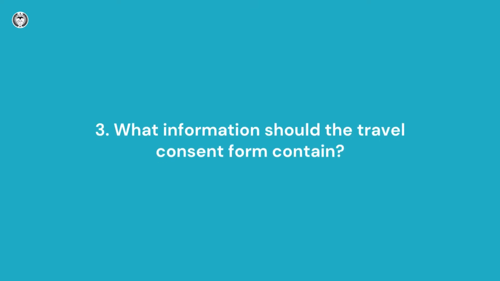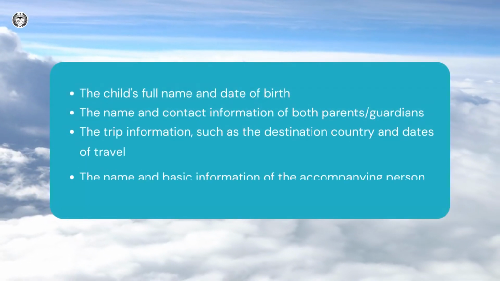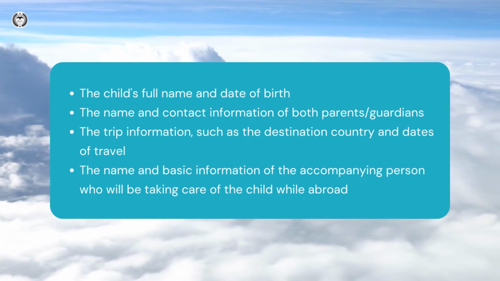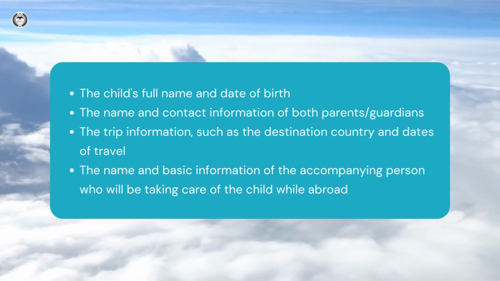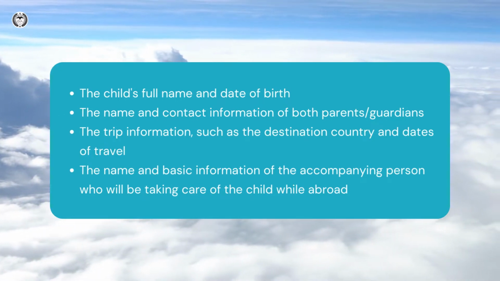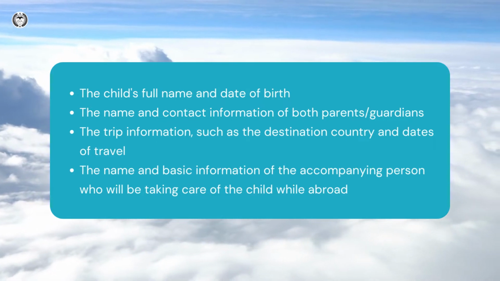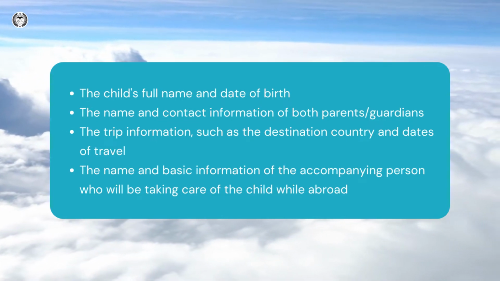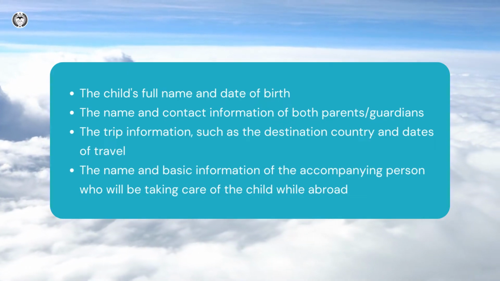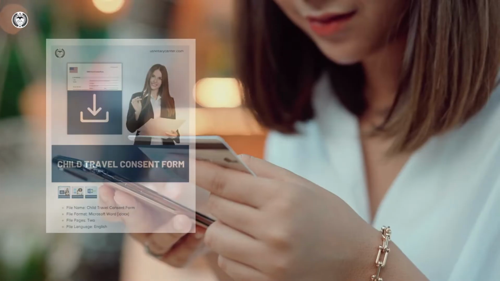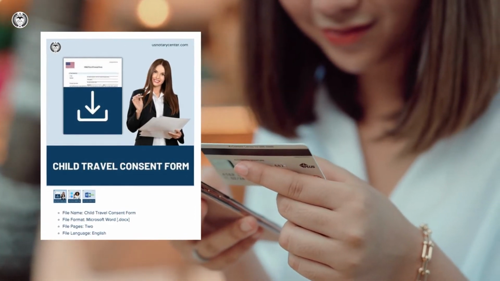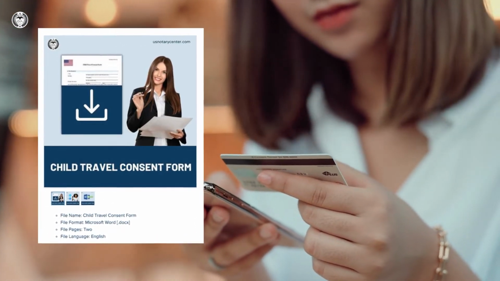What information should the travel consent form contain? A child travel consent form usually includes the following information: the child's full name and date of birth, the name and contact information of both parents or guardians, the trip information, such as the destination country and dates of travel, the name and basic information of the accompanying person who will be taking care of the child while abroad. You may draft your own or download our editable child travel consent form template with notarial wording that suits 50 states.